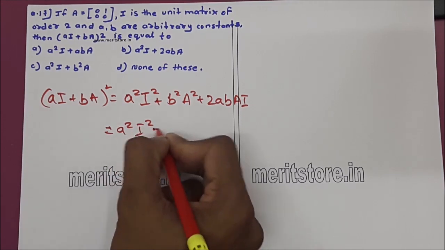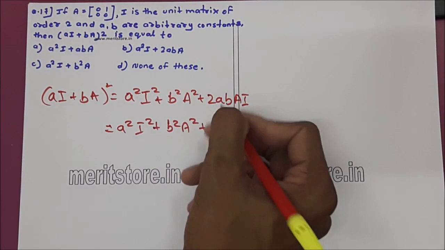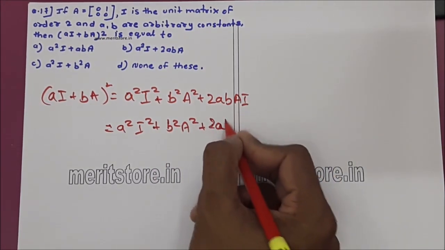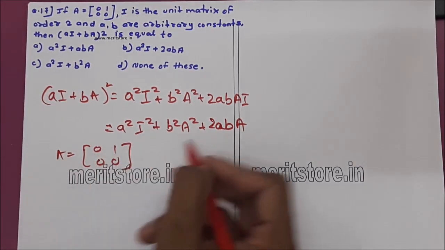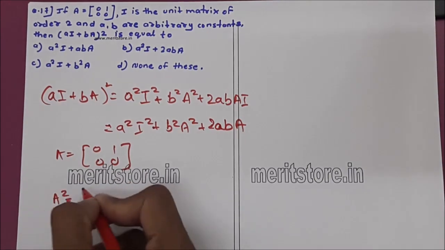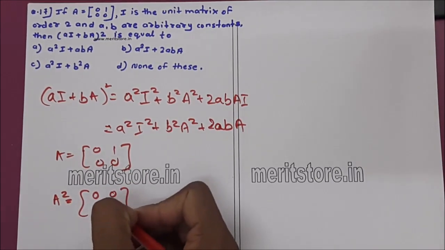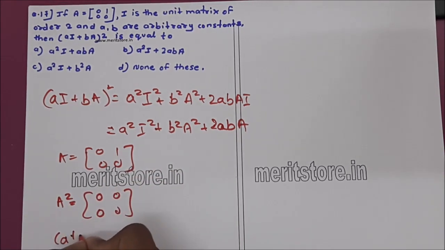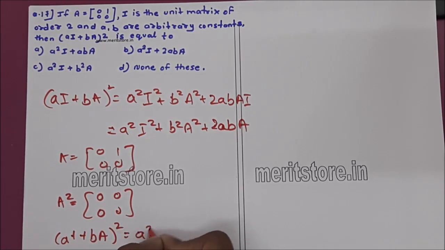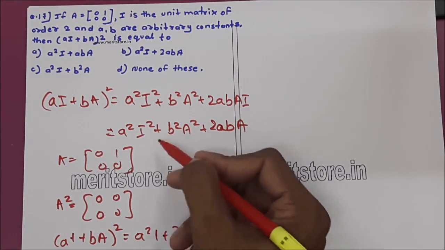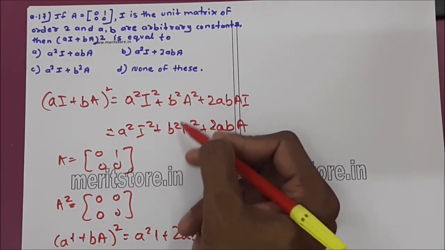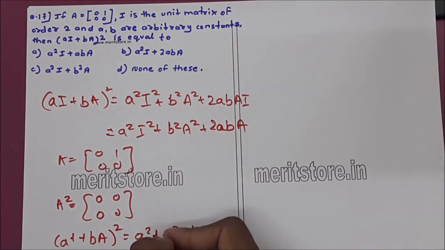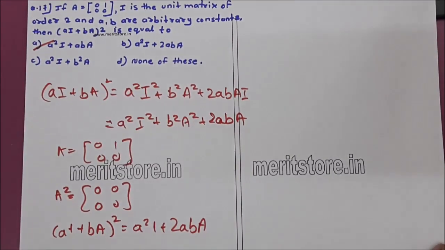We get a square I square plus b square A square plus 2ab IA. We know that I into A is nothing but A. We have A matrix, that is [0 1; 0 0]. So when we take the square of A, we get [0 0; 0 0]. So A square is zero, and when we substitute it in the equation, b square into 0 is 0, so the arbitrary constant b gets removed, and we are left with a square I plus 2ab A, which is option A. Option A is the correct answer.